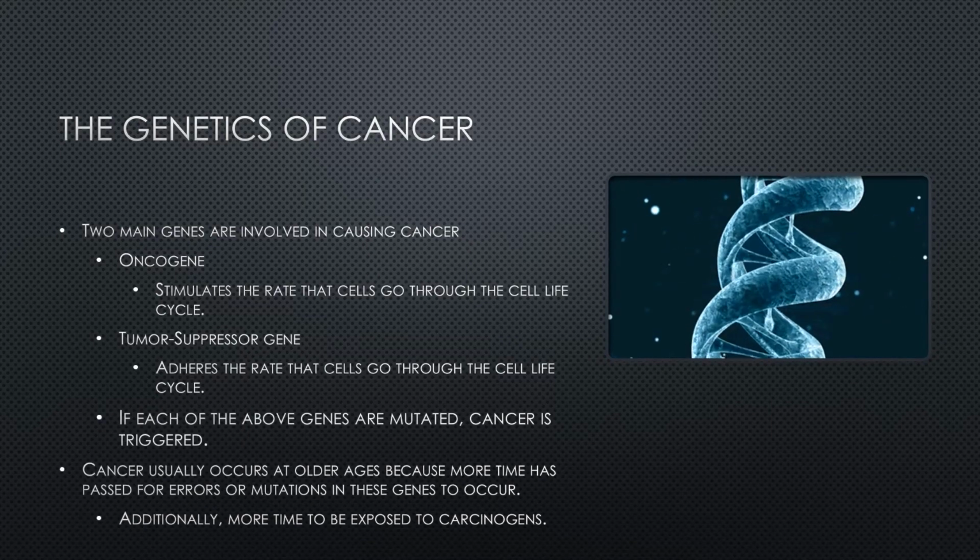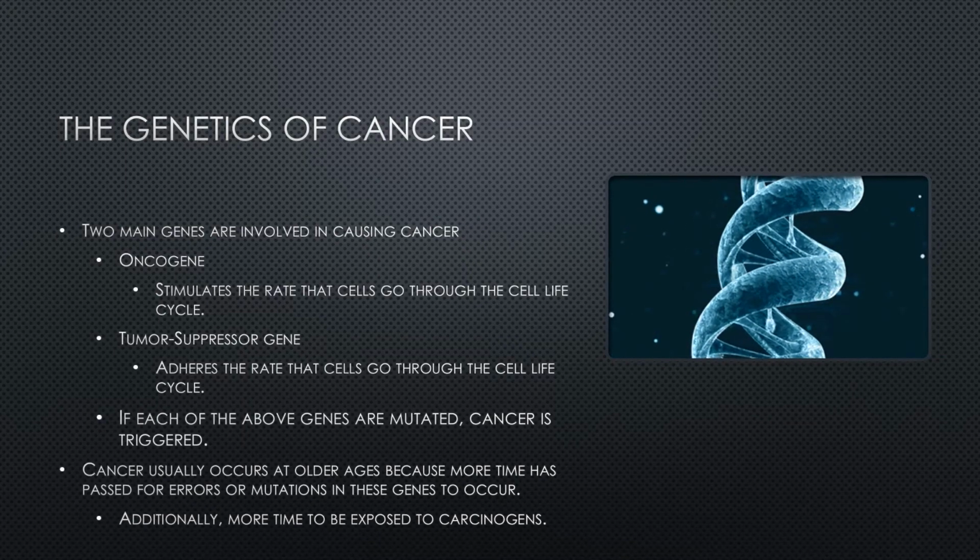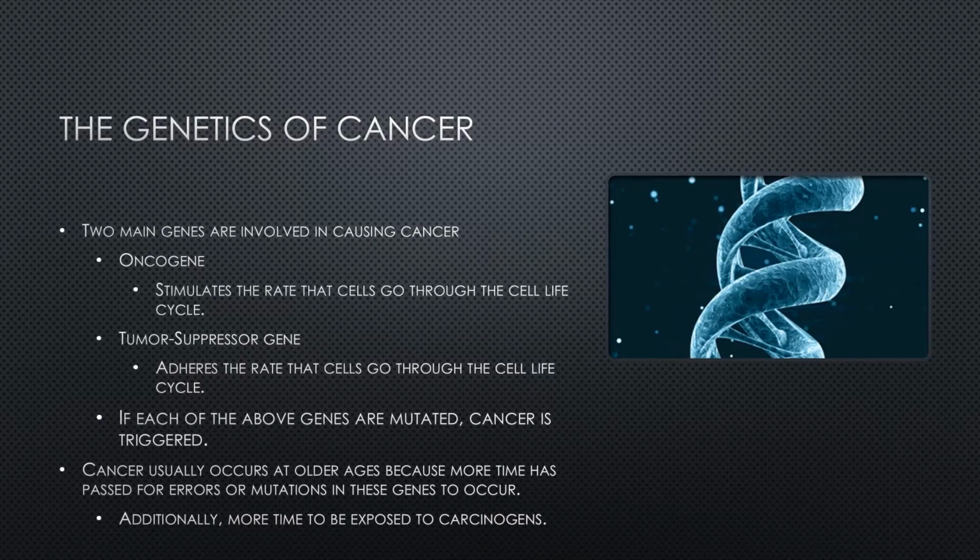Cancer usually occurs at older ages because more time has passed for errors or mutations of these genes to occur. Additionally, more time to be exposed to carcinogens. Obviously, you can still be a young person or even an infant who gets cancer. It's just unfortunate circumstances depending on when these mutations occur. But usually cancer develops in older individuals because it's just more time, again, passing for mutations and errors to occur.